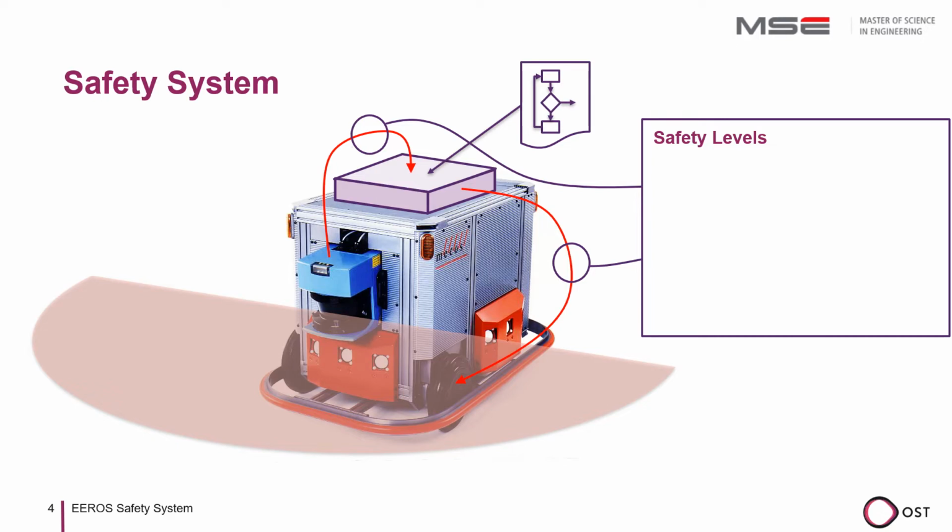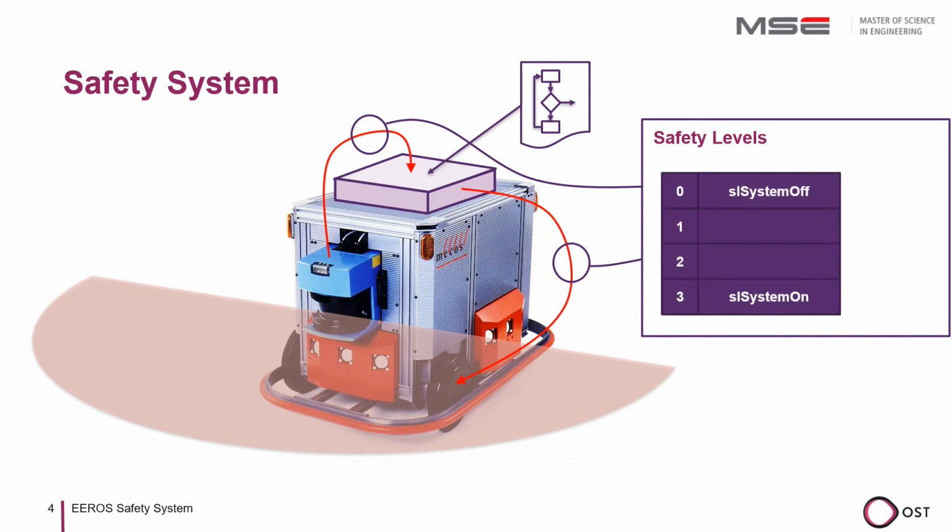For this reason, the state of the robot is modeled in so-called safety levels. Safety levels define exactly which state the robot is in. Such levels can be, for example, initializing, homing, or running, or as shown here, system on and system off. The order of the safety level numbering corresponds to the potential damage in case of an error. System on is more dangerous than system off, which is why system on has a safety level of 3 and system off only 0.